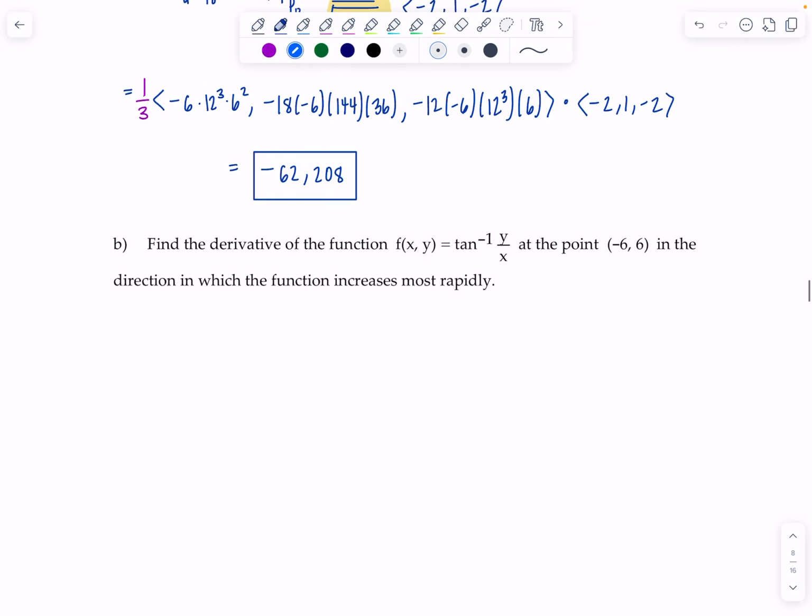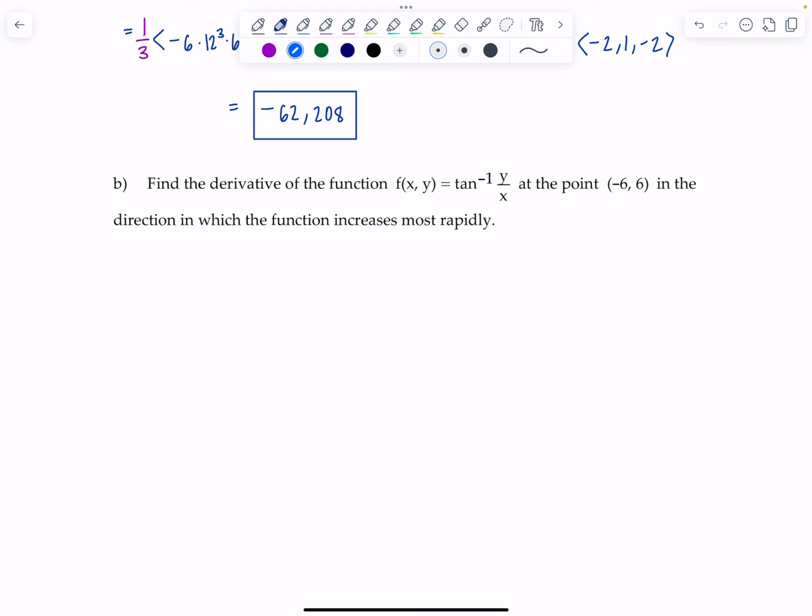Let's move on. Find the derivative of the function f(x,y) equals tan inverse of y over x at the point (-6, 6) in the direction in which the function increases most rapidly. That's always in the direction of the gradient. And then notice they didn't ask for the direction though. They asked for you to find the derivative. So your brain needs to translate this question and go, they want the magnitude of the gradient. Half the time, interpreting the directions in math requires you to take the vocab and basically translate it. It's like learning a new language, okay?